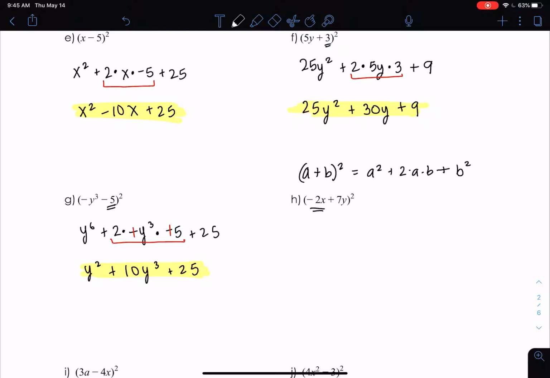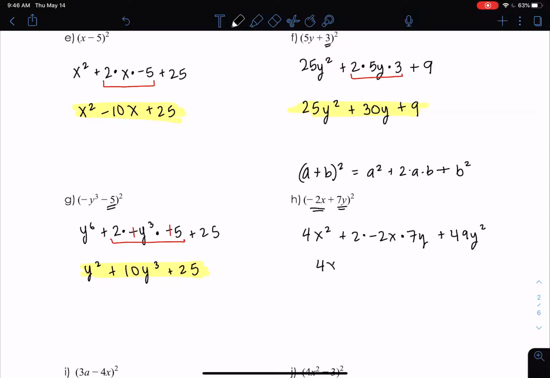So let's square the first term. We're going to get negative 2x times negative 2x is 4x squared, plus 2 times a, which is negative 2x, times b, which is 7y, and then finally b squared. So 7y times 7y is 49y squared.